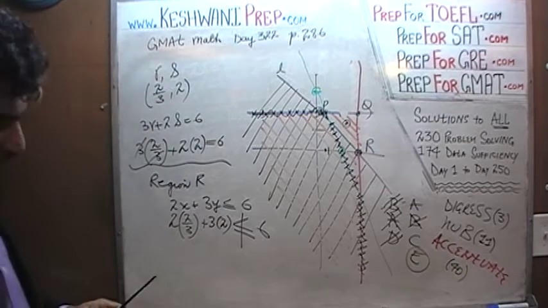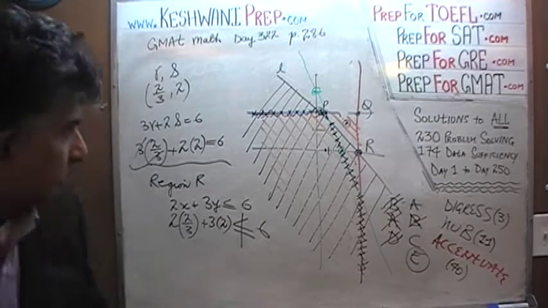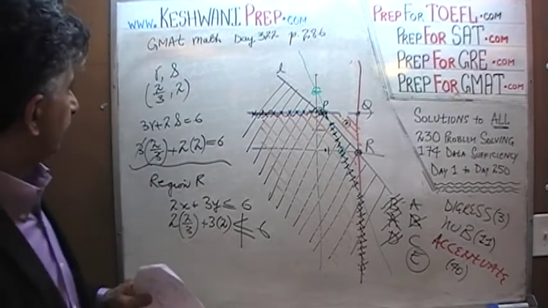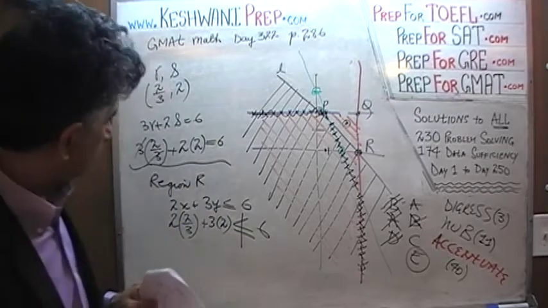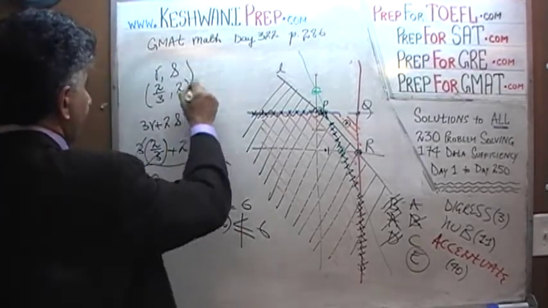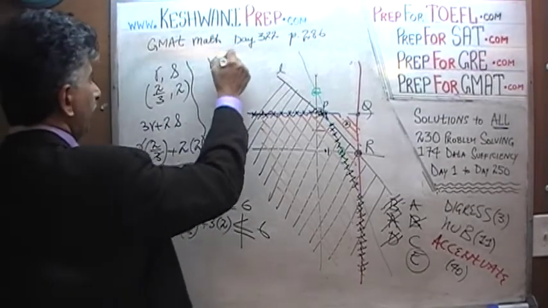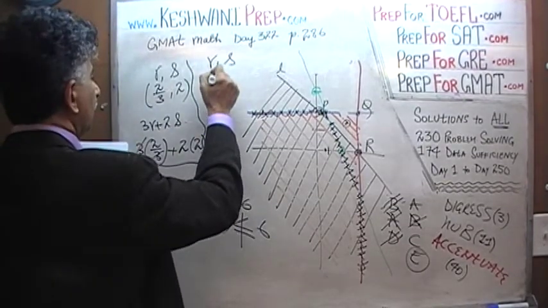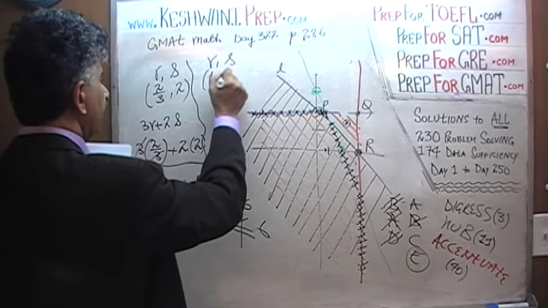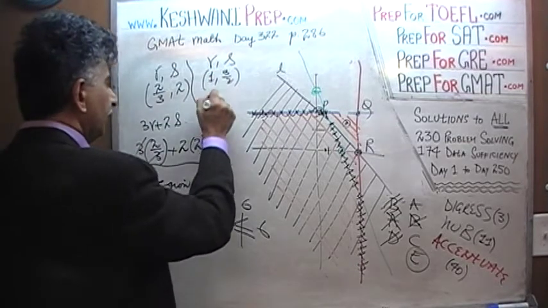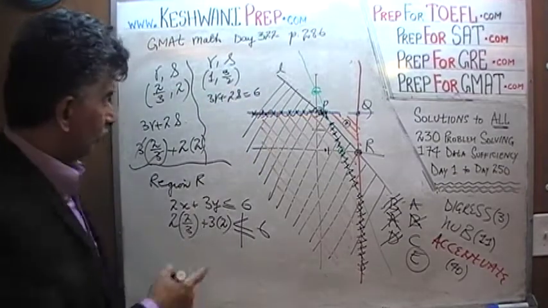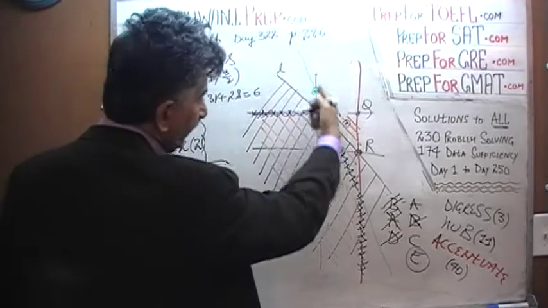Let me show you one more point. We have no room here, so perhaps we can just squeeze it in here. Let me show you one more point here, R and S again. How about 1 and 3/2? 1 and 3/2. Again, 3R plus 2S has to equal 6. And you'll see that this point also lies on the green line.